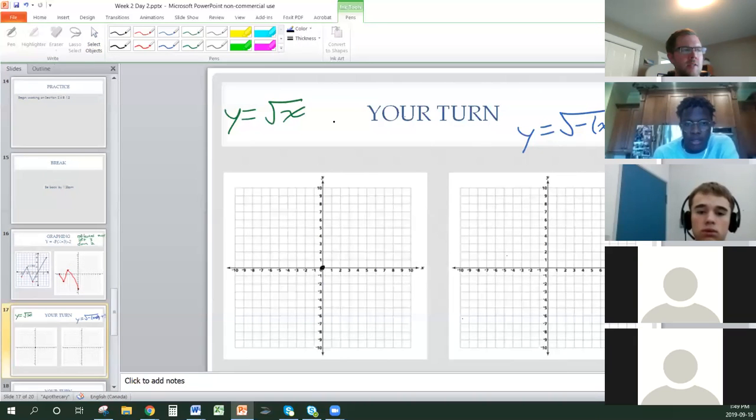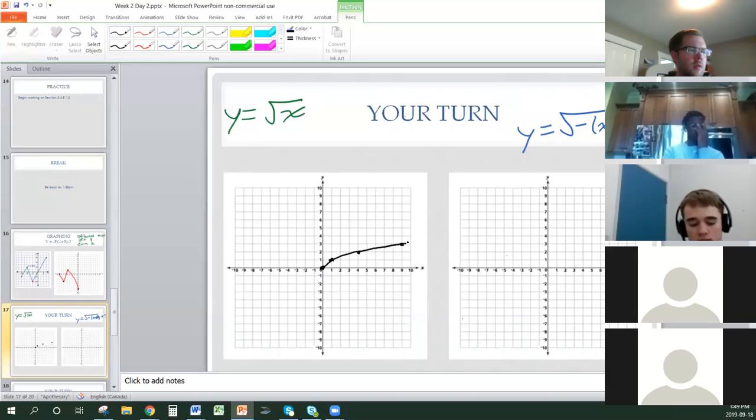Okay, so just to give you a sense of the function y equals √x, it's at 0, 0, 1, 1, 4, 2, and 9, 3. Okay.